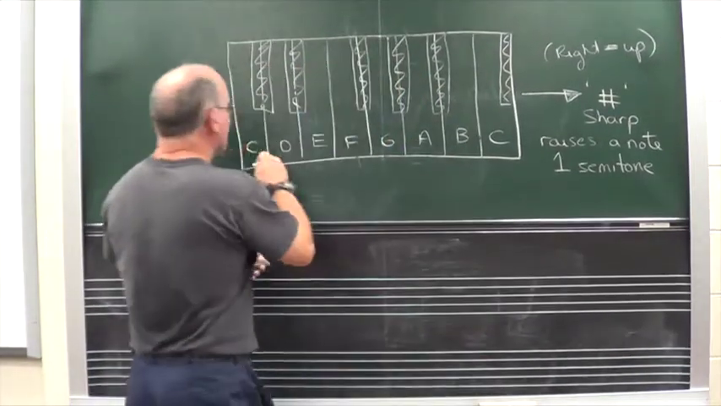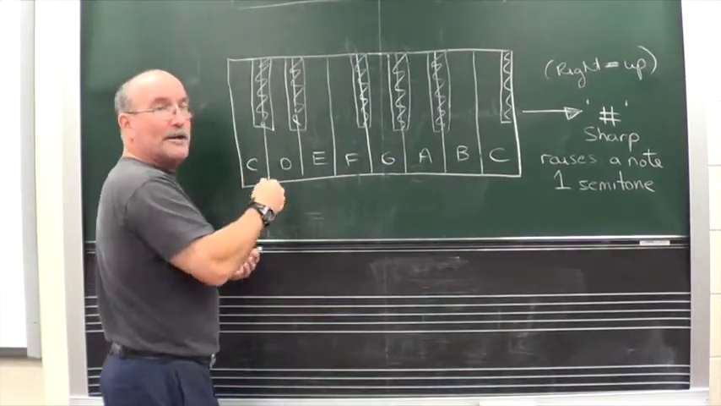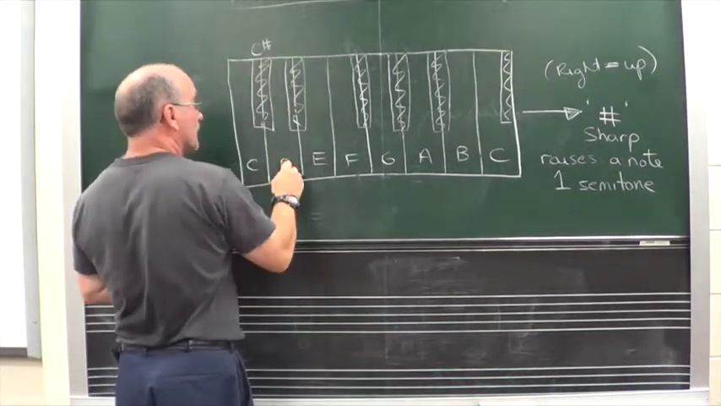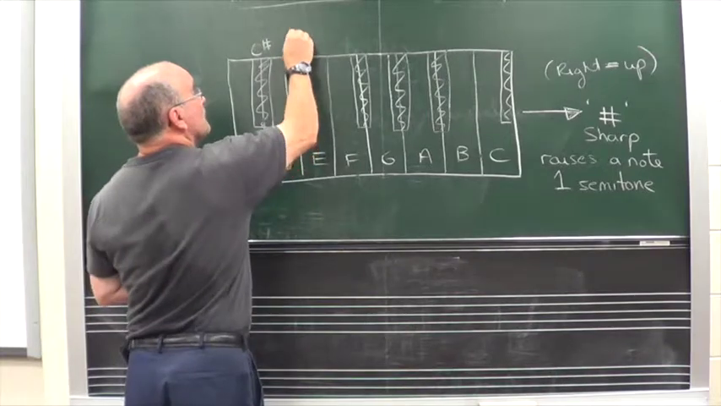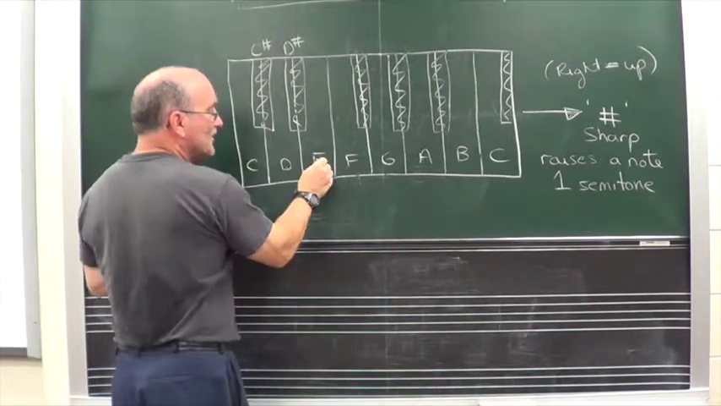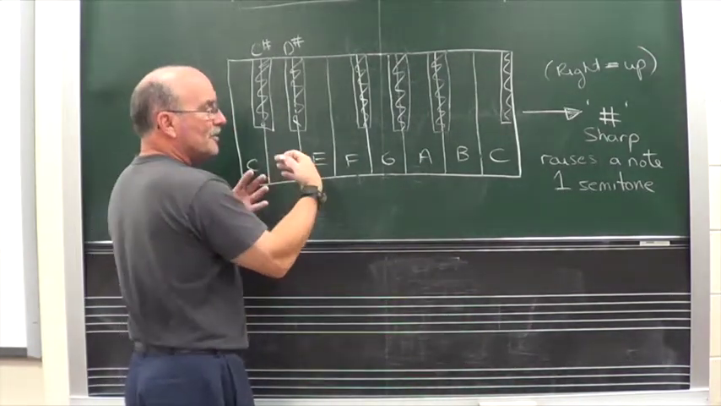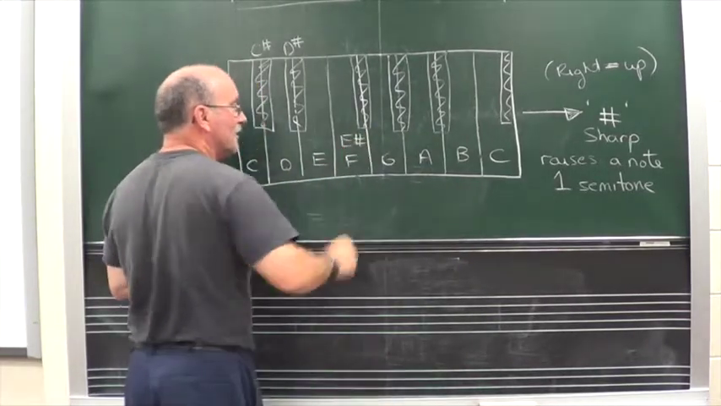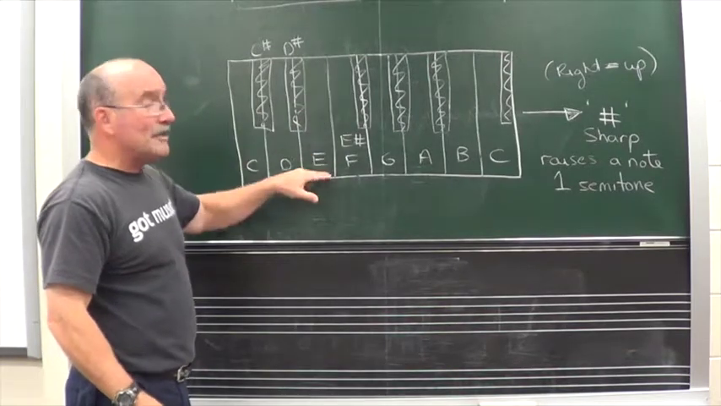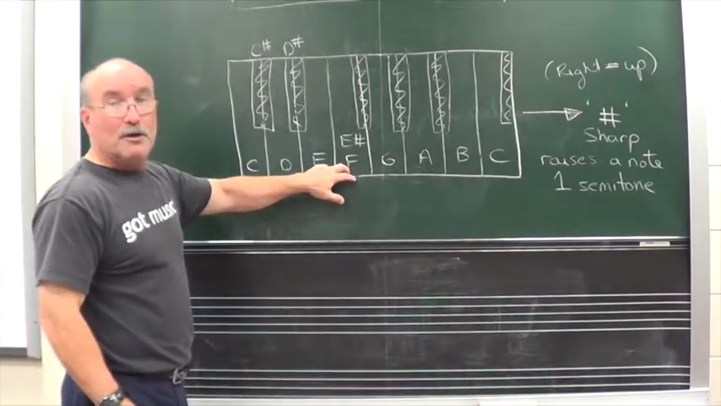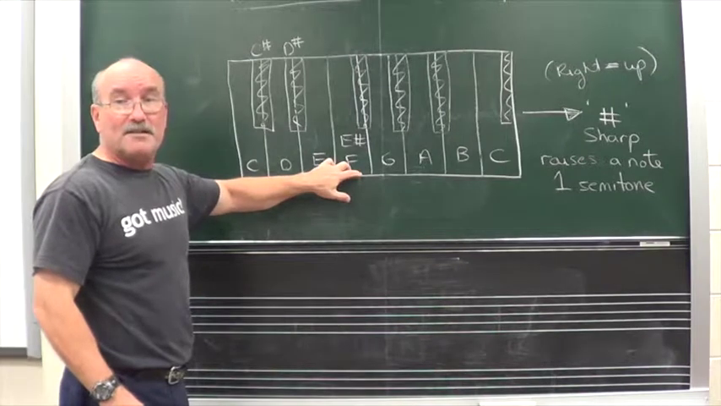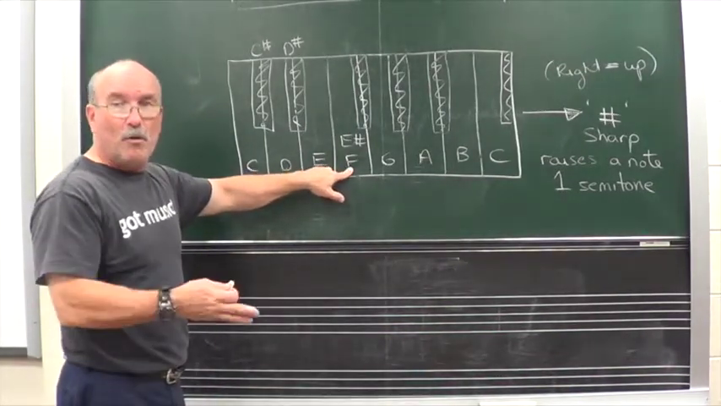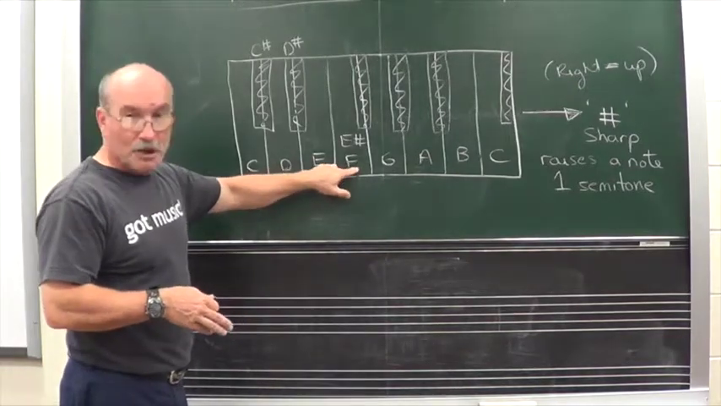So therefore, if this is C, then this black key right beside it, which raises C a semitone, must be known as C sharp. This is D, so this must be known as D sharp. Now this is E, so therefore, if a sharp raises it a semitone, then another name for F must be E sharp, because there's no black key in between. So if it goes up a semitone, which is what between E and F is, this is E. This would then be known as F, or another name for it is E sharp.